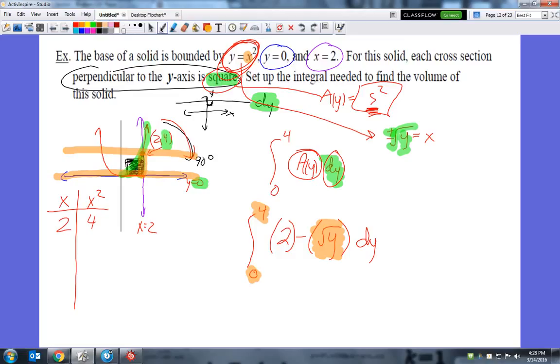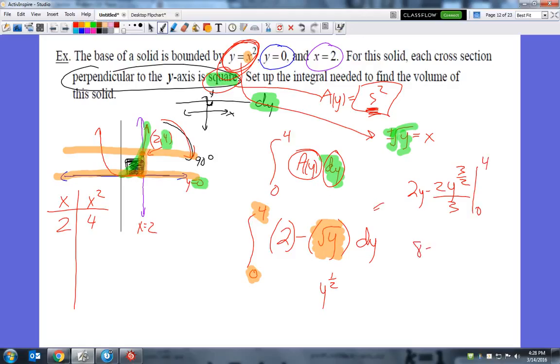Alright, so we'll get 2y minus, and just real quick so that you see this, this is y to the 1/2. And y to the 1/2, it's reverse power rule, so you're going to add 1. So it'll be y to the 3/2, and then 2/3. So this is going to be from 0 to 4. This is what this is equal to.